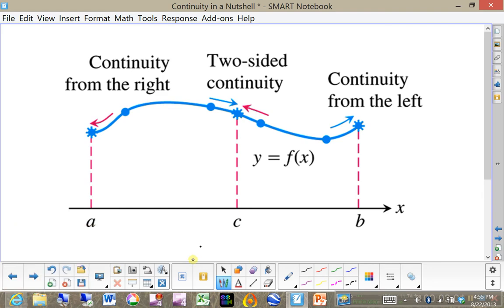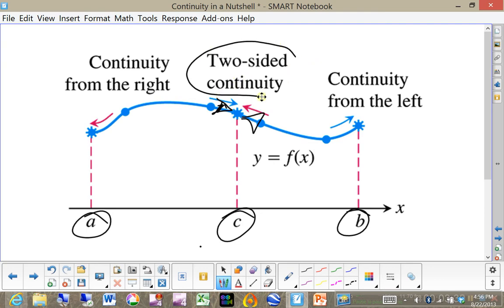Now we have the concept of two-sided continuity, and continuity from the right and continuity from the left. For instance, if you have a point c that is internal to the domain of the function from a to b, and coming in from the left the function is continuous, and coming in from the right the function is continuous, it's said to be a two-sided continuous function.